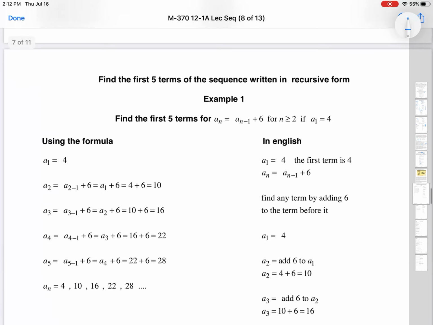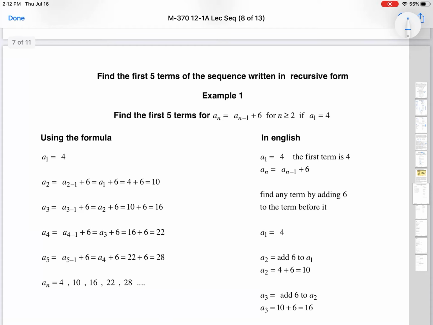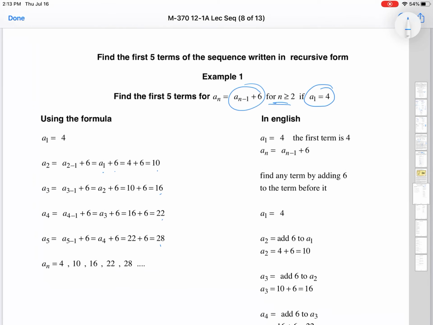Let's take a look at other things that could happen. So find the first 5 terms of this sequence that's defined in recursive form. It's going to start out with 4, and what we need to do is add 6 every time for n greater than or equal to 2. So that's another way to say don't do it for 1. So we're going to take that first term and add 6 to get 10, add 6 to that to get 16, add 6 to that to get 22, add 6 to that to get 28. And that's using the formula.